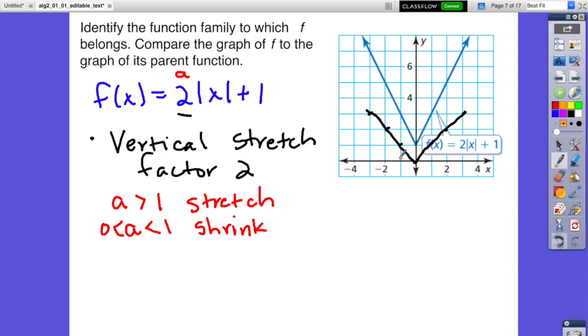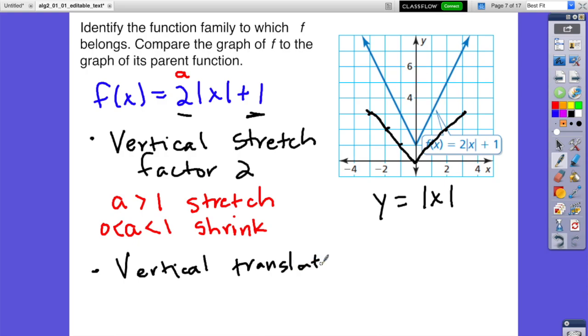And if you noticed from the original parent function here, the parent function is y equals the absolute value of x, this 2 here is telling it to stretch, which means it gets skinnier. Okay, great. The next number here is here on the outside, this 1. This 1 is saying that it is a vertical translation 1 unit up. So if you noticed, here was where the vertex was for the original. It went 1 unit up, and that's what that 1 means.